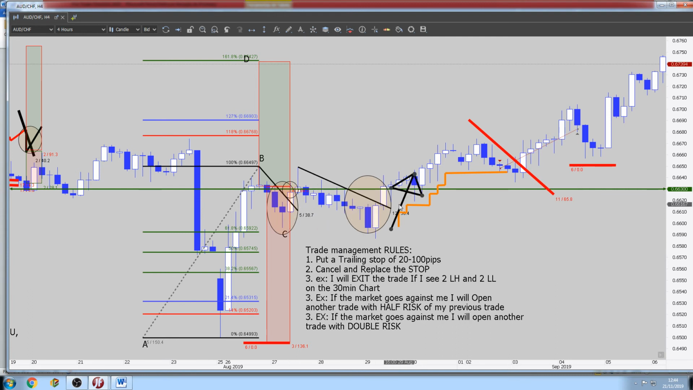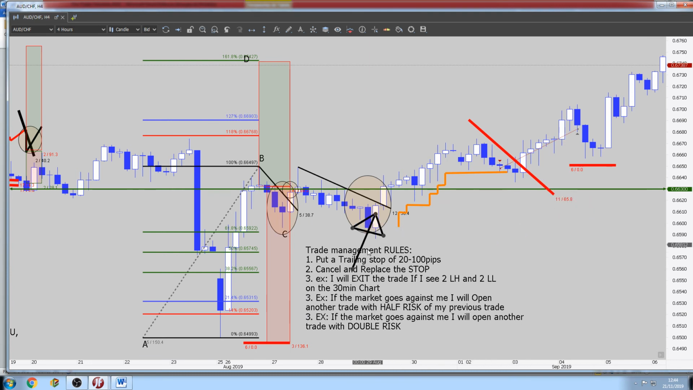And if they were awake, they could re-enter. But still, the market is waving, so I don't know, right? Maybe I will exit the trade if I see 3 lower lows and 3 lower highs, right? There is no right or wrong, this is just an example.